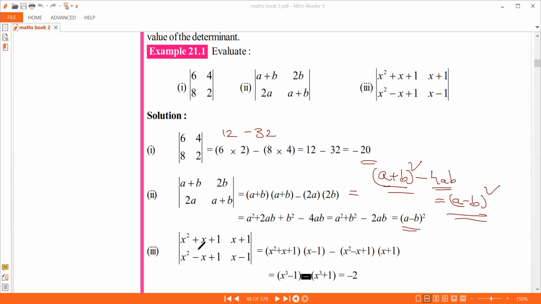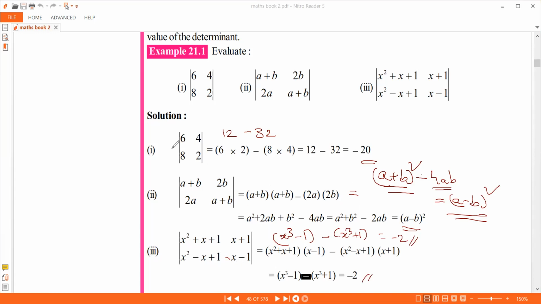And now this one is a little bit tricky. x square plus x plus 1 into x minus 1 happens to be x cube minus 1. These are the factors of x cube minus 1. These are the factors of x cube plus 1. Minus of x cube plus 1. So negative 2, that's the answer. So that's how they have done.